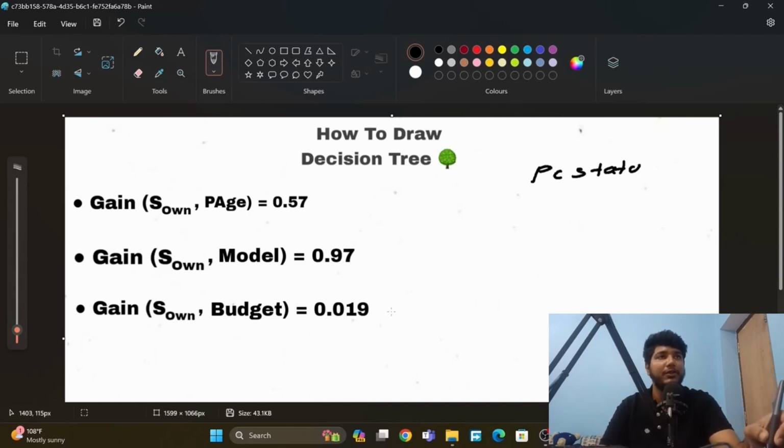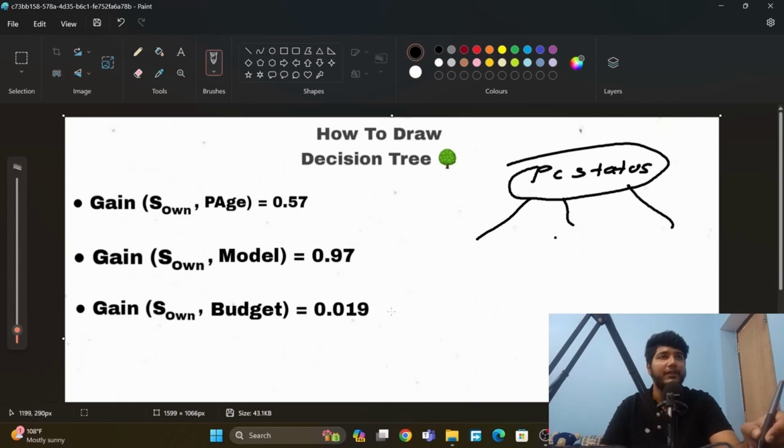This is the root node, and here we have 3 values. First we have not own. If somebody says, should I buy a PC if I don't own a PC, we can directly come to a decision that yes, he should buy a PC.